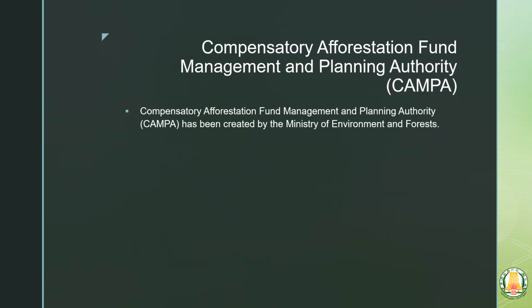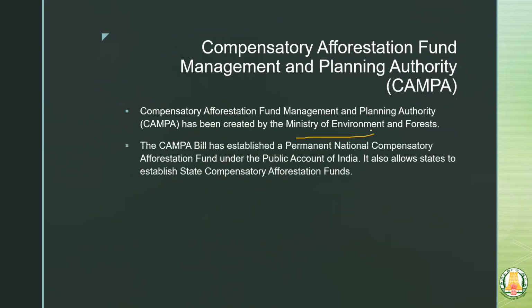So this was created by the Ministry of Environment, Forest. This is a separate bill, friends. There is a CAMPA bill. Okay, it has established a permanent National Compensatory Afforestation Fund under the Public Accounts of India. It also allows states to establish a state fund. So there is one fund for the Centre and one fund for the State. Both the state and central funds come under the Public Accounts of India.